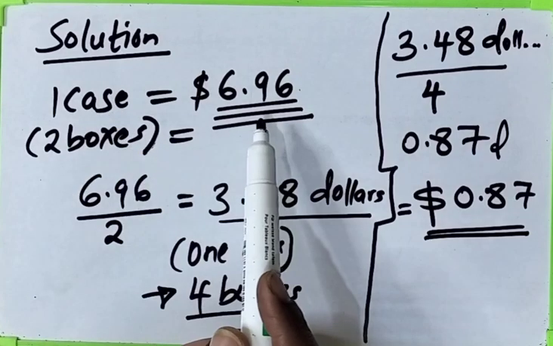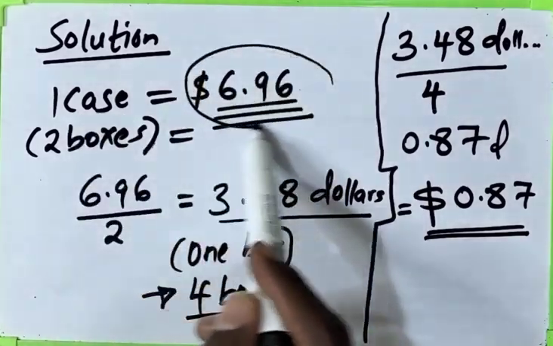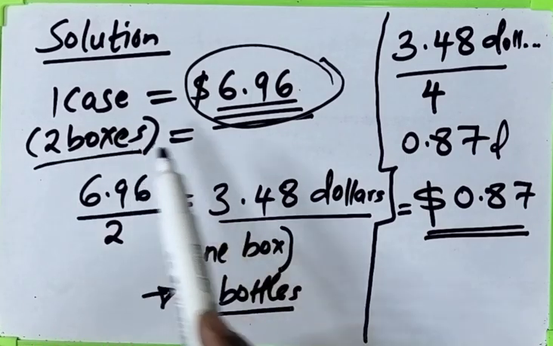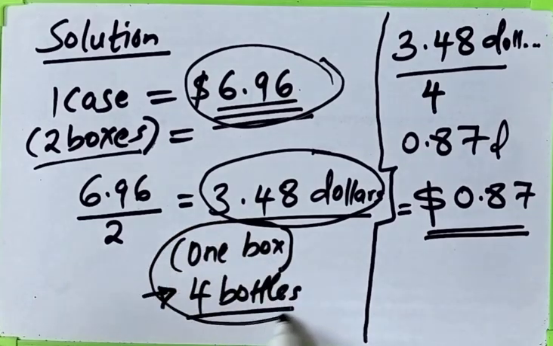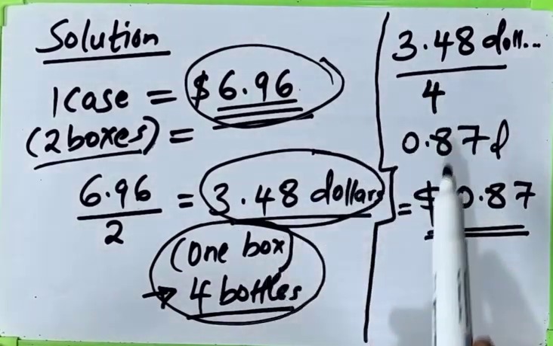We started by understanding that in a case we have 2 boxes. If the price of a case is $6.96, then it means you divide by 2 to get the price of each box. And that 1 box has 4 bottles. So the price of the whole box is divided by 4 bottles to get $0.87.